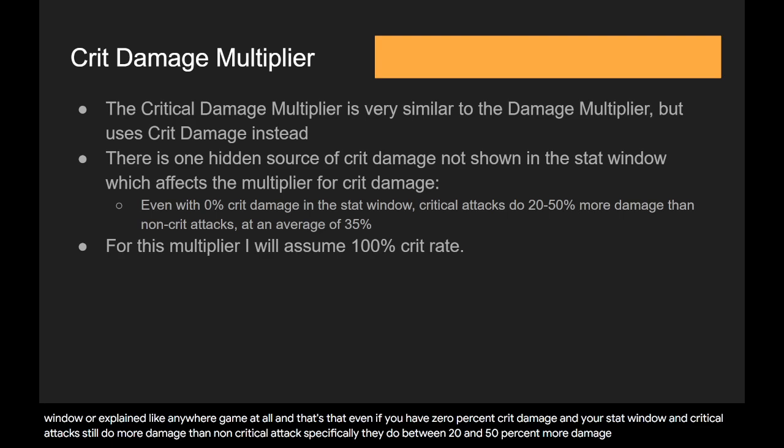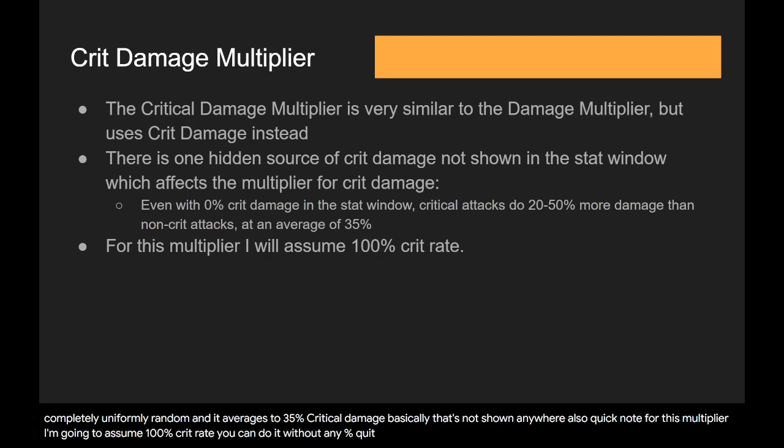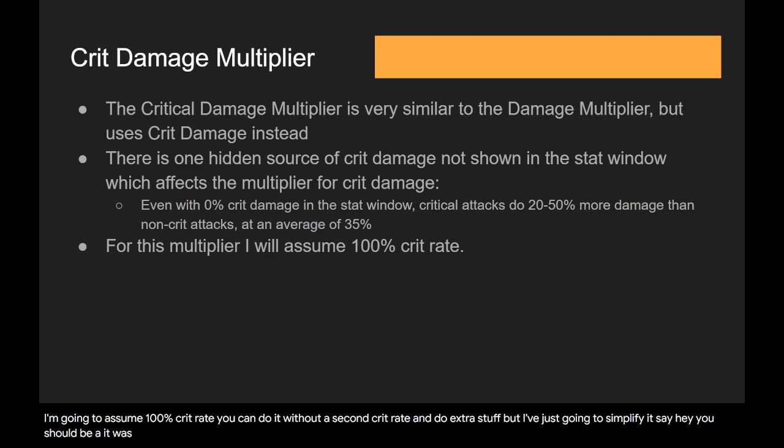It's just random between 20 and 50%, completely uniformly random, and it averages to 35% extra critical damage, basically. That's not shown anywhere. Also, quick note for this multiplier, I'm going to assume 100% crit rate. You can do it without 100% crit rate and do extra stuff, but I'm just going to simplify it, say, hey, you should be at 100% crit rate anyway, in almost all cases, and we're just going to go with it from there.